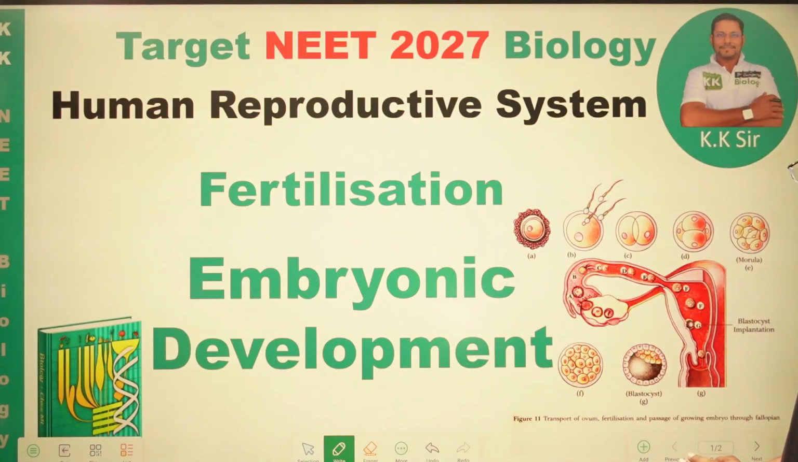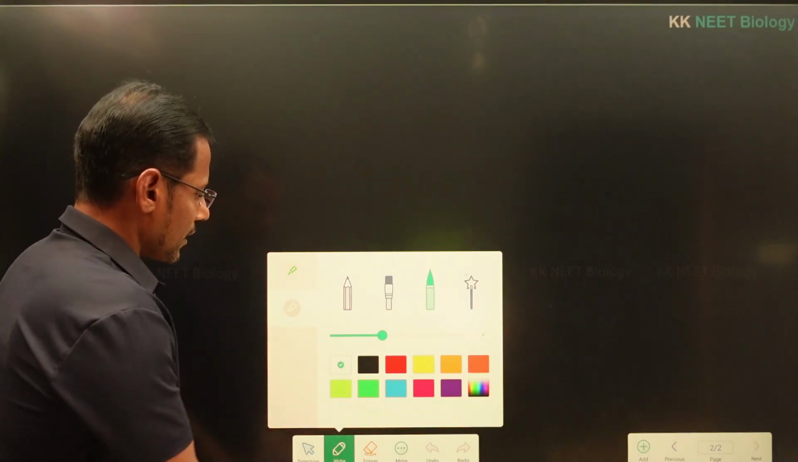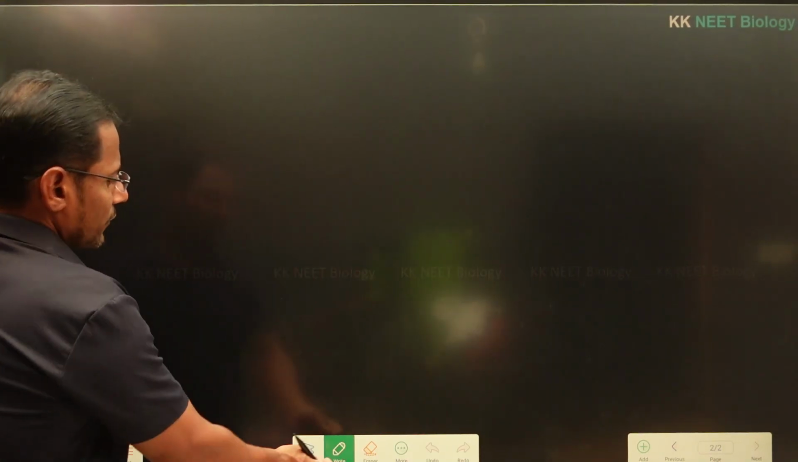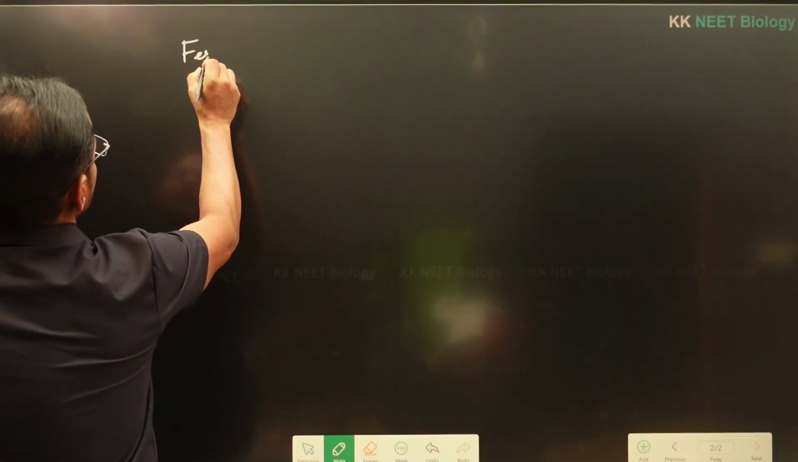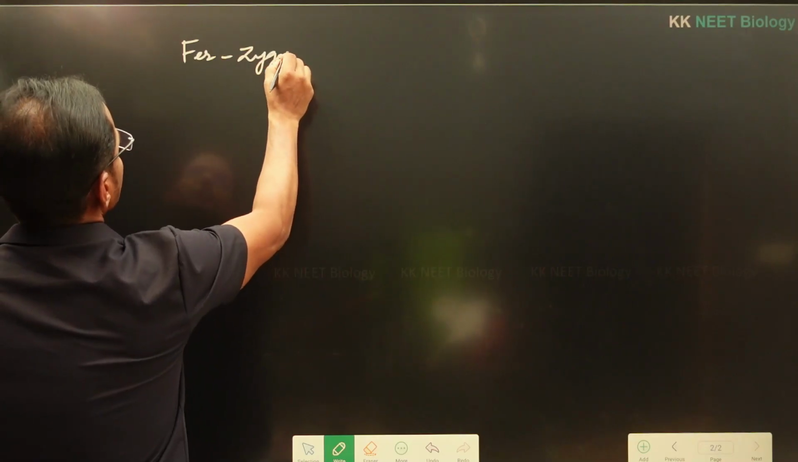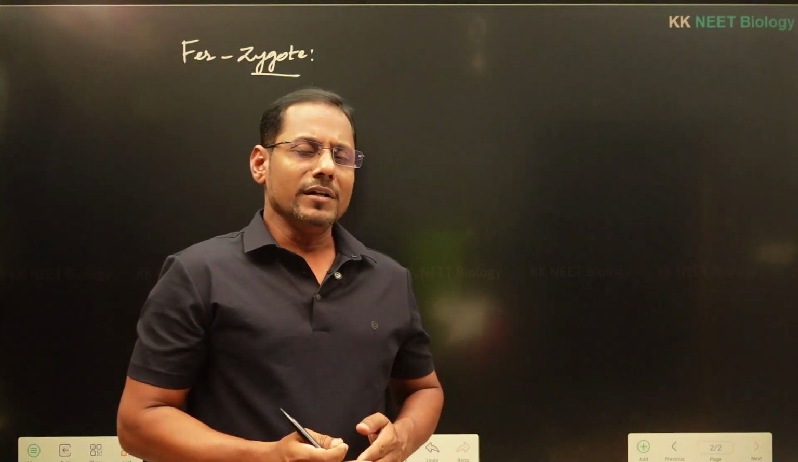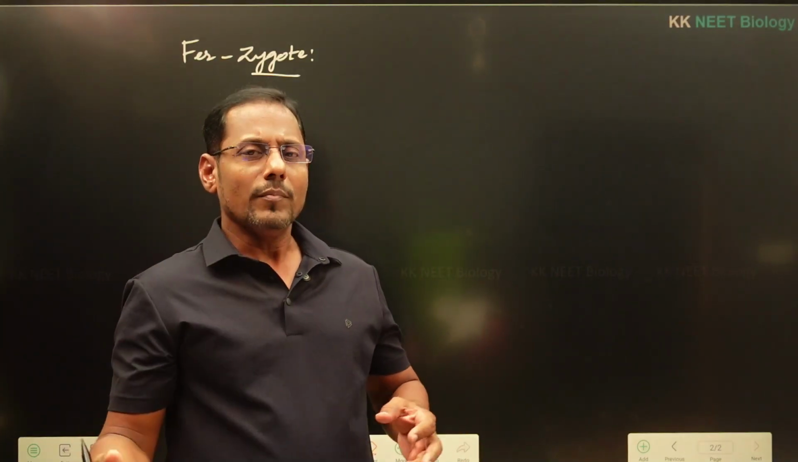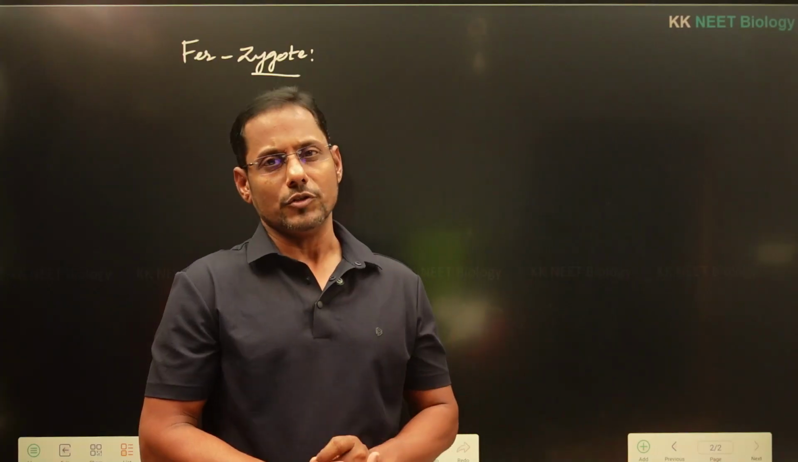Here we are going to discuss the fertilization process, which we already discussed in the previous session. After the fertilization process, what happens? The zygote is going to be formed, right? Simultaneously, the sperm as well as the ovum have to reach the ampullary isthmus junction. So simultaneously they must reach.